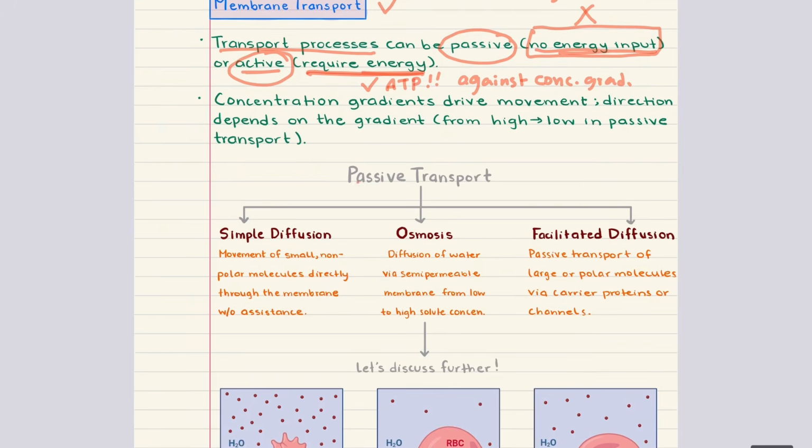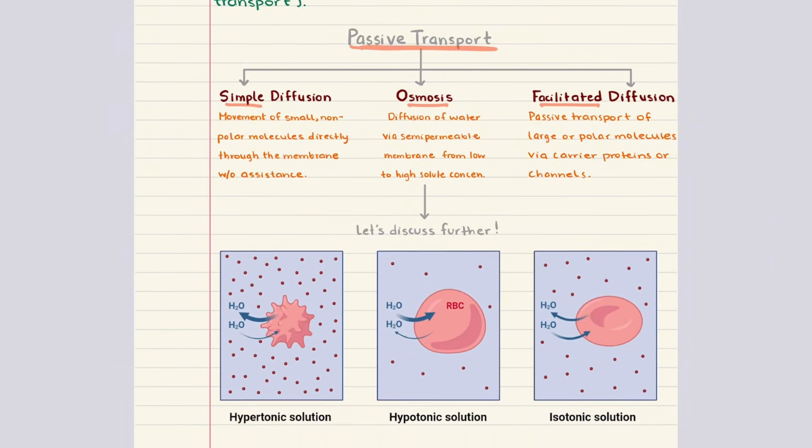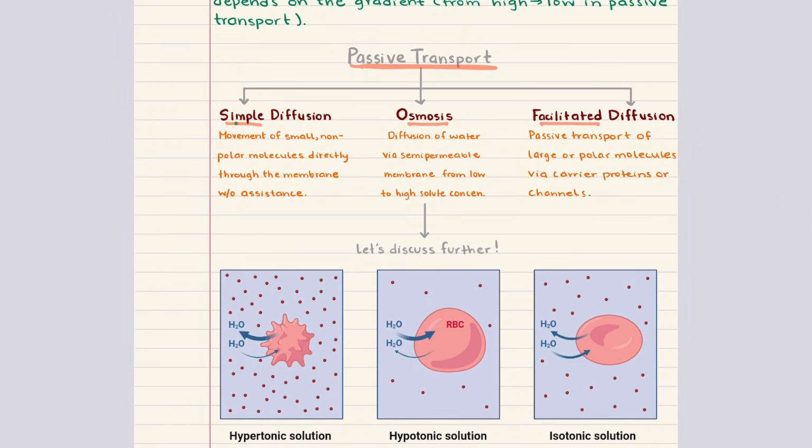There are 3 main types: simple diffusion, osmosis, and facilitated diffusion. Simple diffusion is the movement of small nonpolar molecules directly through the lipid bilayer without any help from proteins. Oxygen and carbon dioxide are good examples because they're small and nonpolar, so they can slip easily between the lipid tails. Now, some substances can't cross the membrane on their own, and they need a little bit of help.